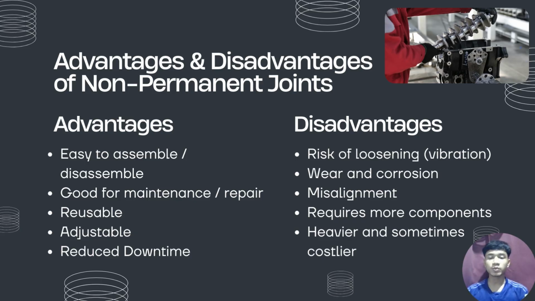Assalamualaikum. My name is Muhammad Rosman bin Zahari, PC22086. The advantages of non-permanent joints are that they are easy to assemble and disassemble, good for maintenance or repair, reusable, adjustable and reduce downtime. The disadvantages of non-permanent joints are risk of loosening, wear and corrosion, misalignment, requiring more components, and lastly being heavier and sometimes costlier.